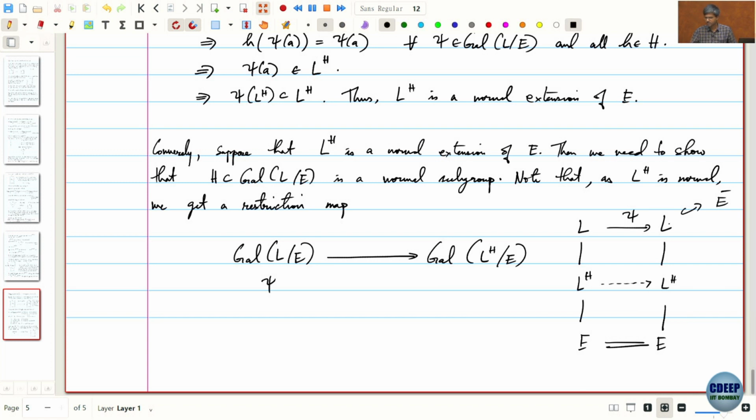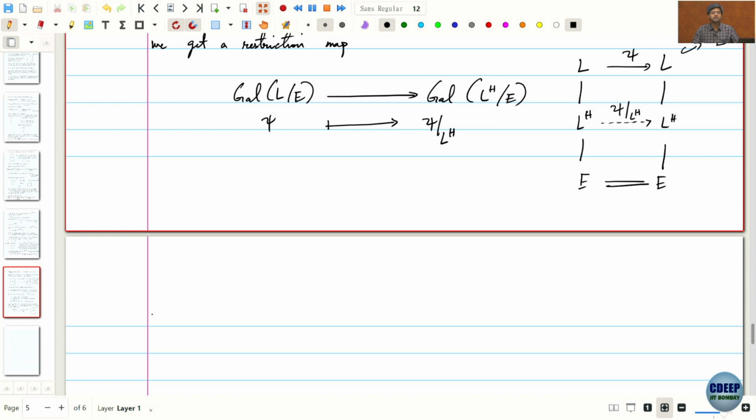So we start with a psi and L is contained inside E bar, so psi restricted to LH is a map from LH to E bar. Right? And LH is normal. What does that mean? It means that the image of LH is contained in LH. Right? So therefore, that is the restriction map. So this is just psi and we just restrict it to LH. And it will indeed be an automorphism of LH. Okay. So we claim that.